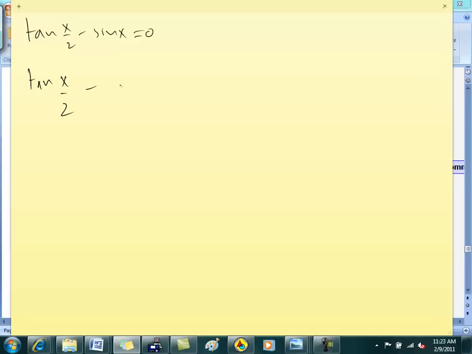Since I'm a math lover, everybody see where that's coming from? Look at your double angle identity. Do you have a double angle identity that tells you sine 2u equals 2 sine u cosine u?